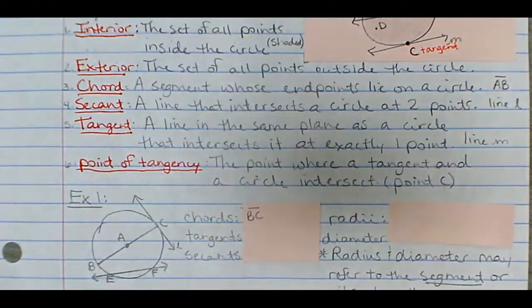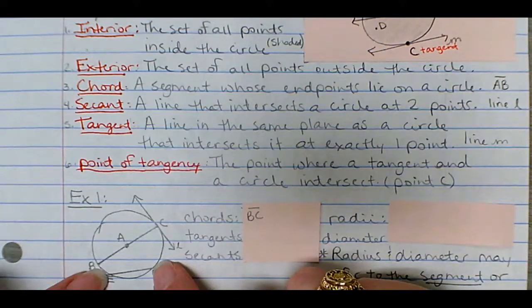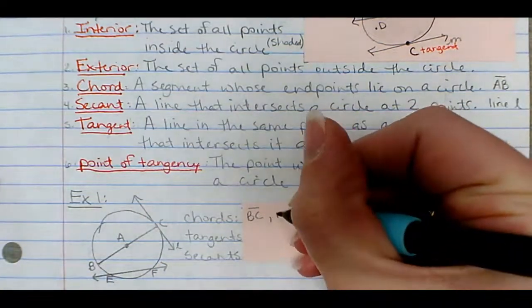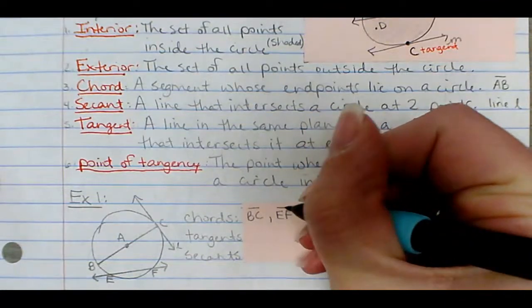Now sometimes students argue that there's another chord in here, and technically there is, it's just not explicitly shown as a chord. Where's the other segment? Well, it's from here to here. It's included in line EF, and it's segment EF. So segment EF is part of line EF, but I can just write that segment EF is another chord, and that's acceptable.